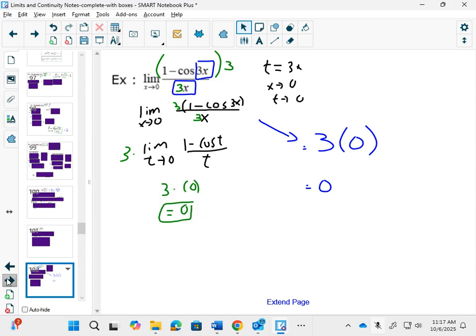I'm okay if you don't do the t substitution. The t substitution is nice because it really matches up, but what I'm really doing here is I'm saying as x goes to 0, it's pretty obvious that 3x goes to 0 as well.